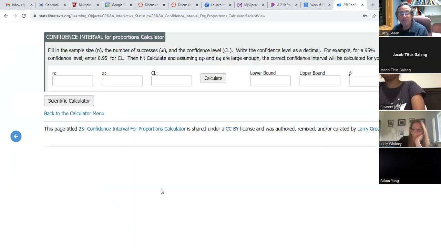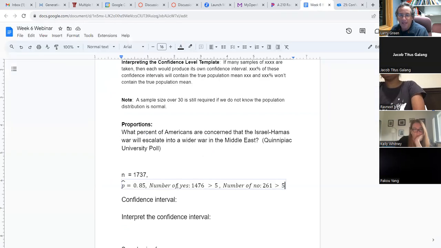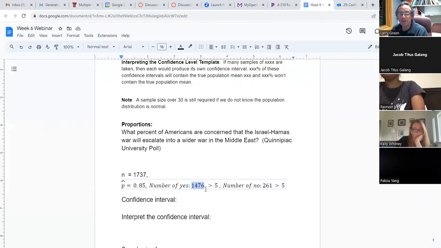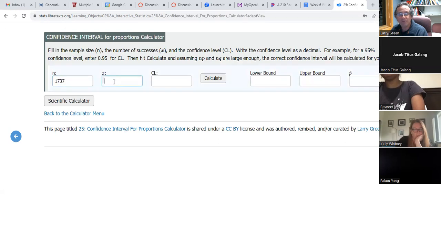It says fill in the sample size n, the number of successes x, and the confidence level. So notice over here, I found the number of yes answers. You need that for this calculator. Having the proportion isn't enough. You need to do n p hat. So our n was 1737. Our x was 1476. Confidence level.